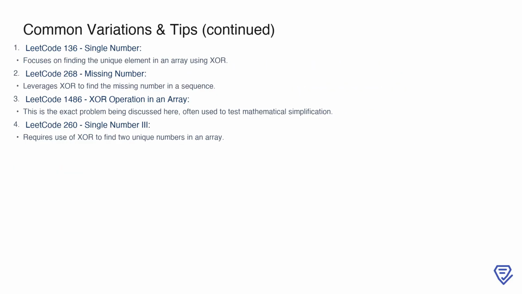Let's now look at some related problems that reinforce the concepts covered here. In LeetCode 136, Single Number, you use XOR to find the unique element in an array where every other element appears twice. LeetCode 268, Missing Number, applies XOR to locate the missing number in a sequence. The problem we're discussing, LeetCode 1486, XOR Operation in an Array, is another great example of how XOR can be used for mathematical simplification. Lastly, LeetCode 260, Single Number III, involves finding two unique numbers in an array using XOR. Each of these problems helps deepen your understanding of XOR and its applications in different scenarios.